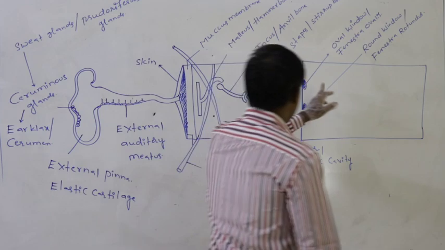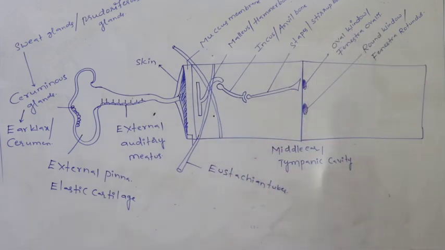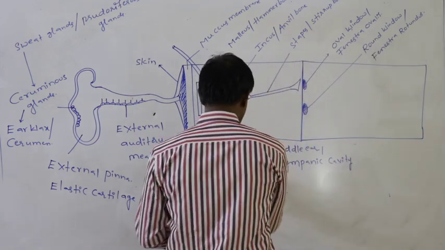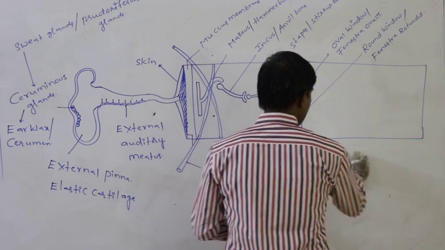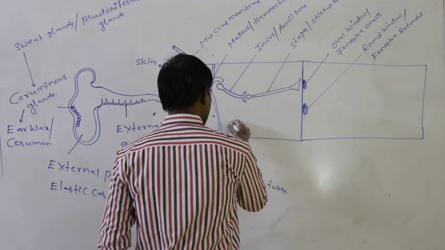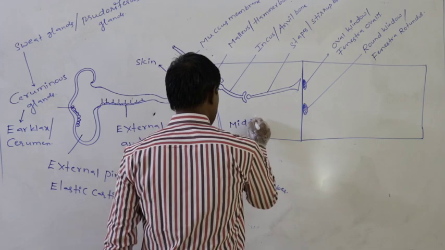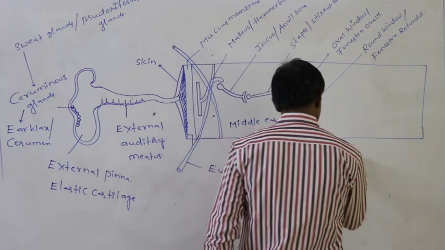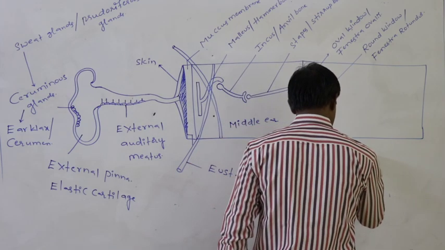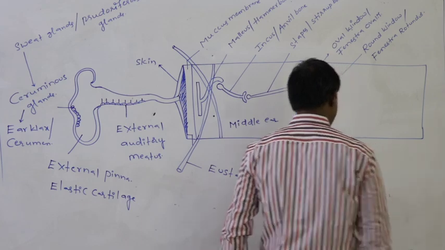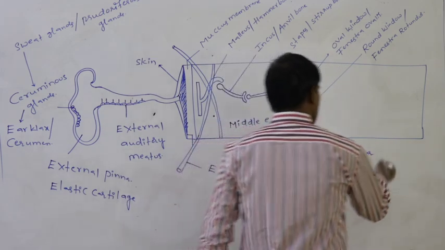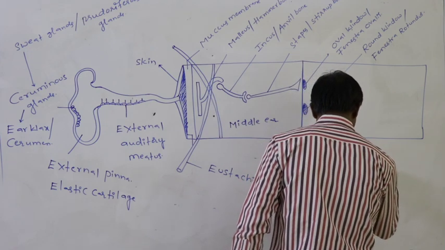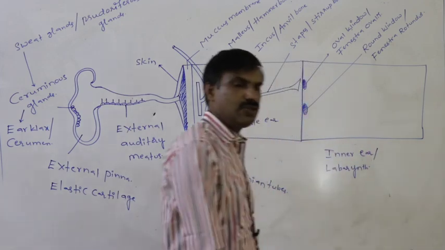Next, the third type of structure which is present in our ear is called the inner ear. This is the middle ear. The third structure present in our ear is the inner ear, which is also called the labyrinth.